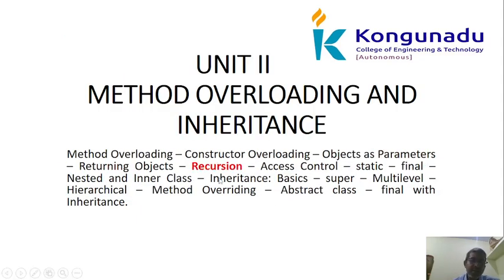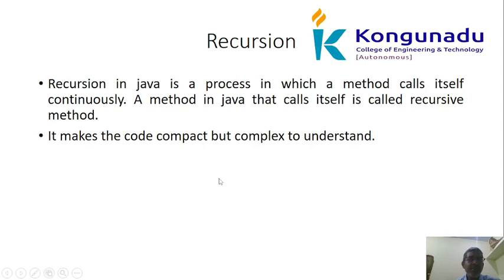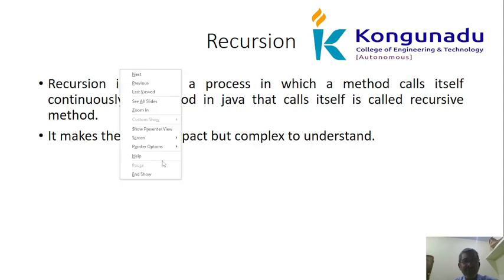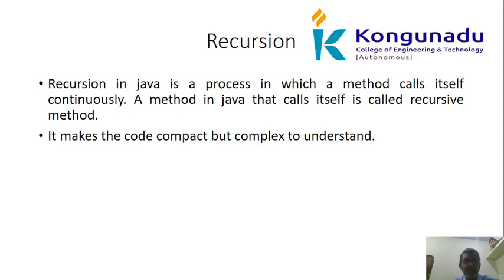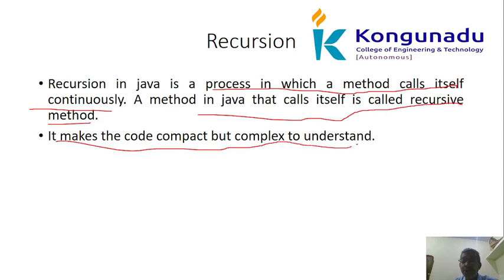So the next topic is recursion. Recursion in Java is a process in which a method calls itself continuously. Simply, a function calling itself again and again is known as recursion. A method in Java that calls itself is called a recursive method. It makes the code compact but very complex to understand. Yes, of course, it is difficult to understand.